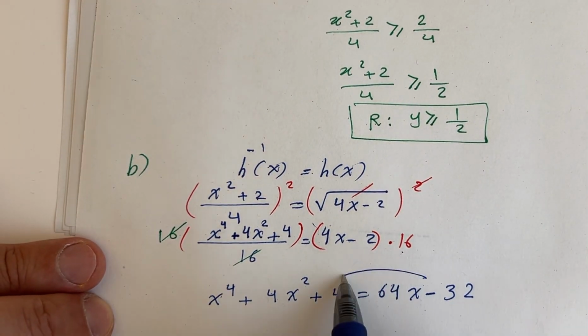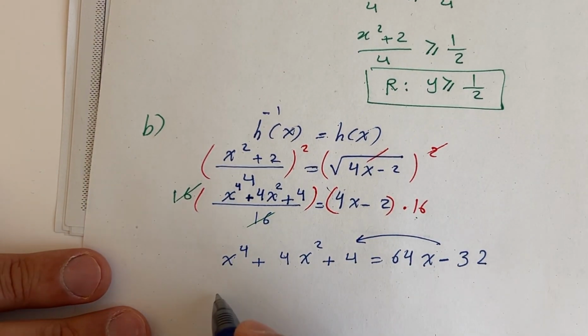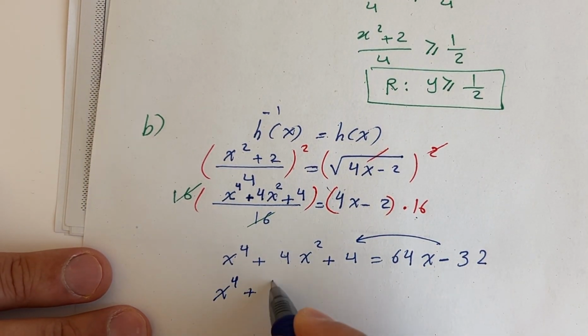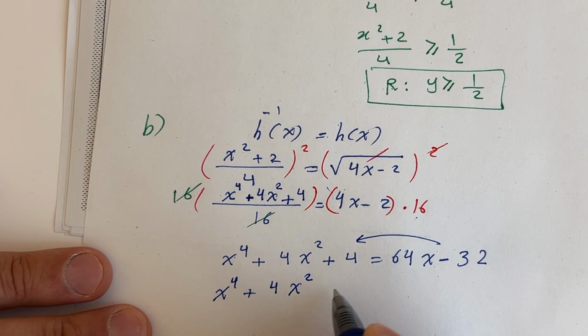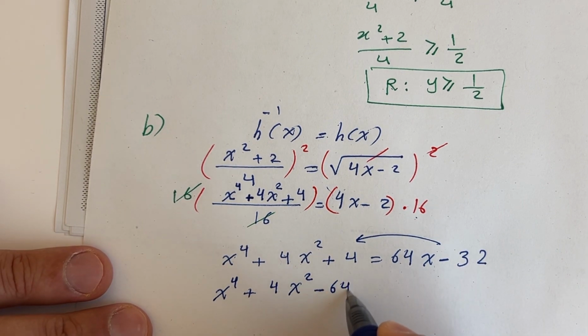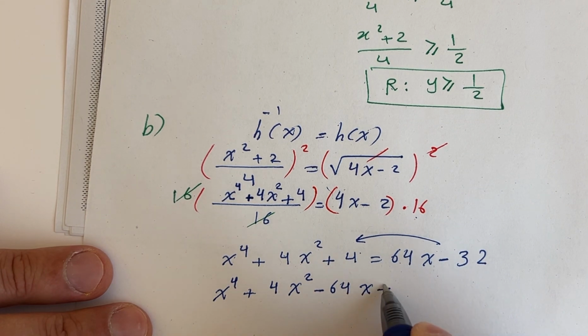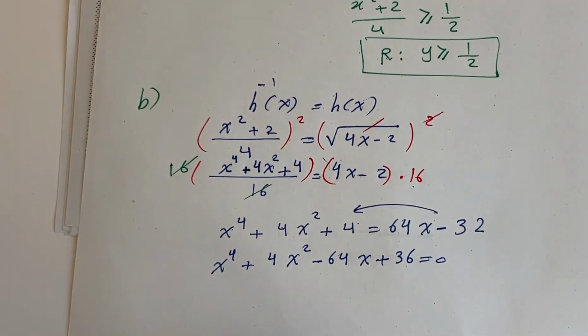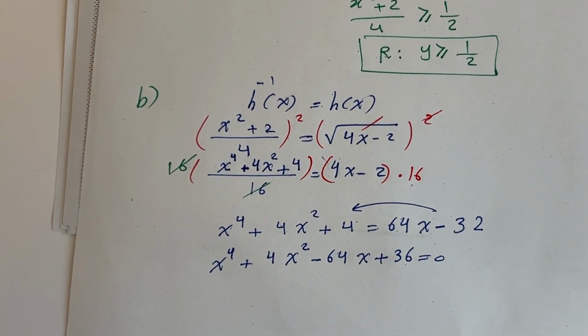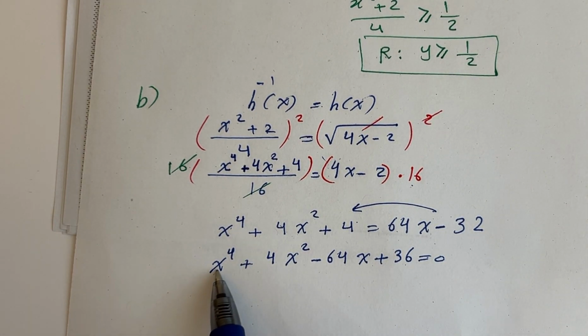So here I will move everything to this side. It will be x power 4 plus 4x squared minus 64x. So this will be positive 32 plus 4, so positive 36 equals to 0. I need to solve this equation equals to 0. Here I will need a graphic display calculator because here I have x power 4.